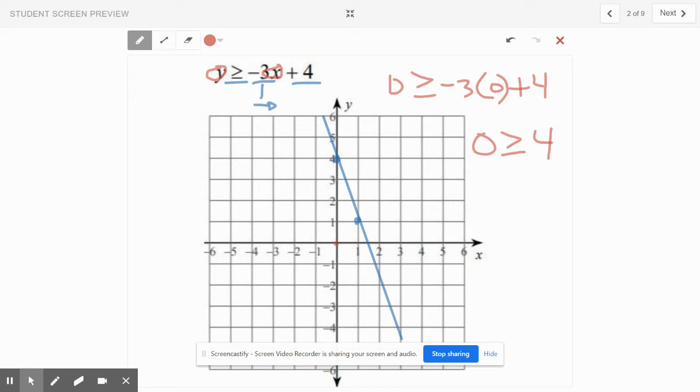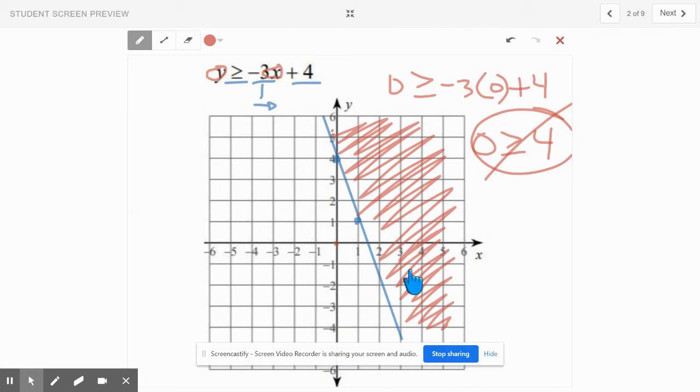Is 0 greater than 4? No, 0 is not greater than 4. So you don't shade. We're not shading that way. Why would we shade this way? If 0, 0 did work, if it did check out and make sense, we would, but it doesn't. So we're going to shade the opposite side. Okay? Opposite side, and that would be your answer.